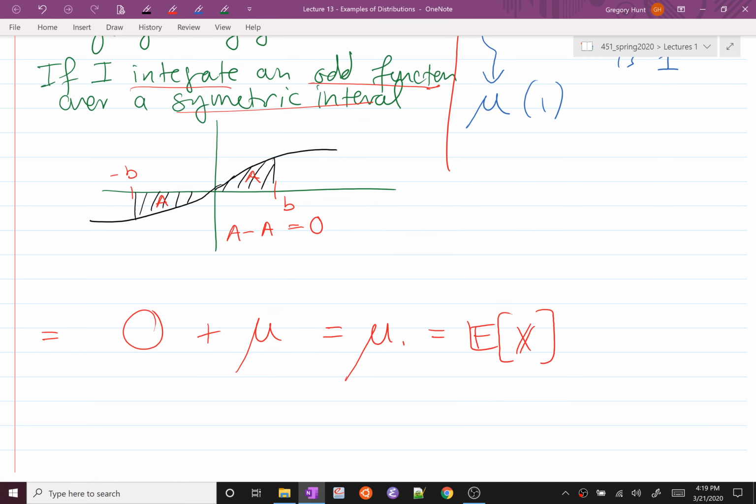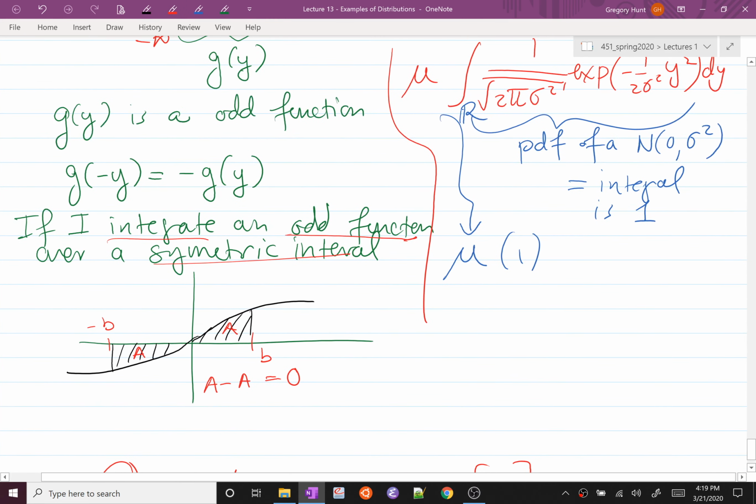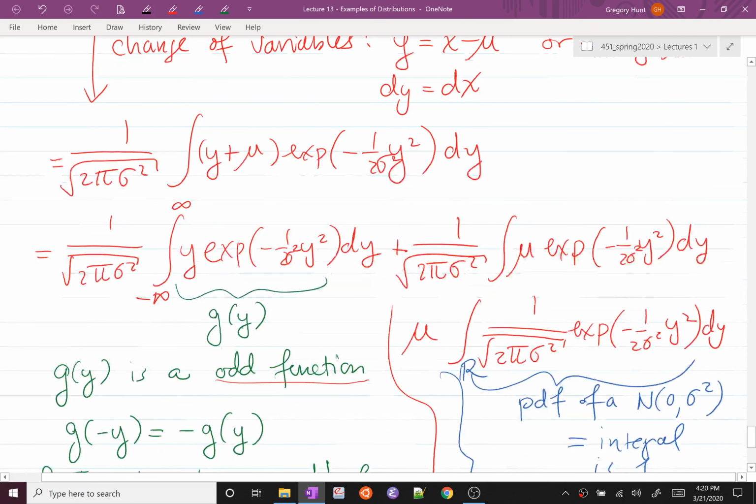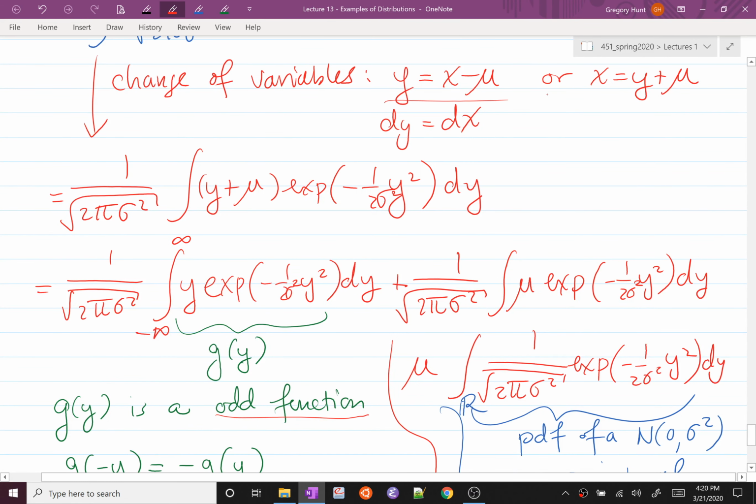So that, a little trickery there. We need to know how to integrate an odd function over this kind of symmetric interval around 0. We need to be able to split this. And we recognize that the second part here is just the integral of a normal with mean 0 and variance sigma squared instead of mu and sigma squared. And so that change of variables here did that trick for us.